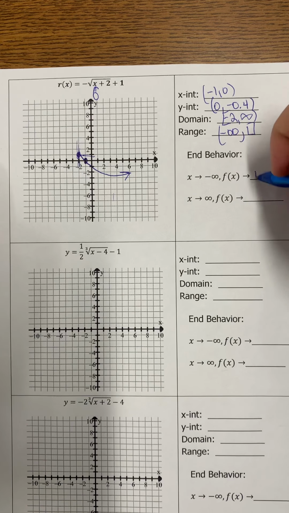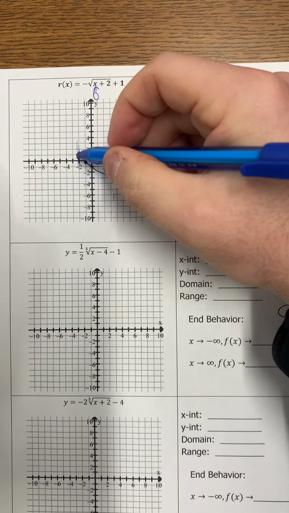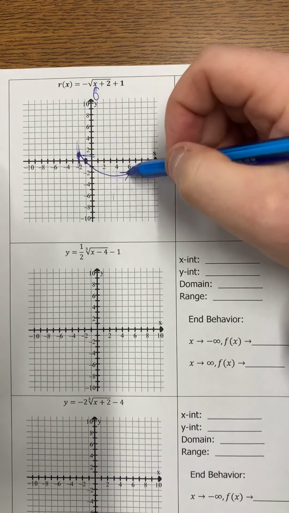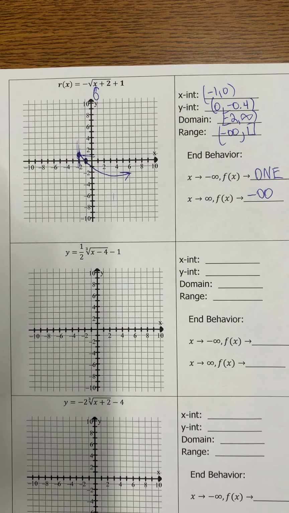The end behavior, again, as we go to the left, we can't go to negative infinity because our graph doesn't go to negative infinity, so that does not exist. If we go to the right, our graph's clearly decreasing, so the y values would be going down to negative infinity.